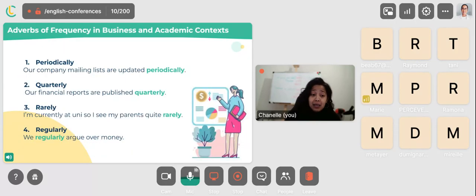Adverbs of frequency in business and academic contexts. So we can talk about periodically. Our company mailing lists are updated periodically. Quarterly. Our financial reports are published quarterly. That means every quarter. Rarely. I am currently at uni, so I see my parents quite rarely. Or regularly. We regularly argue over money.